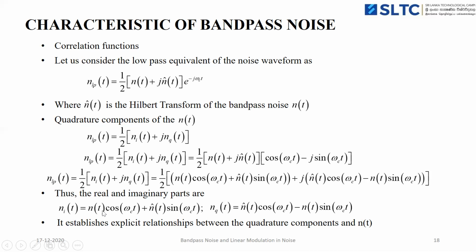So n_i(t) equals n(t) cos omega_c t plus n-cap(t) sin omega_c t. So the real part of the low pass equivalent is equal to the in-phase component. The imaginary part of the low pass equivalent gives the quadrature component n_q(t). Which shows the relationship between the quadrature components and n(t).